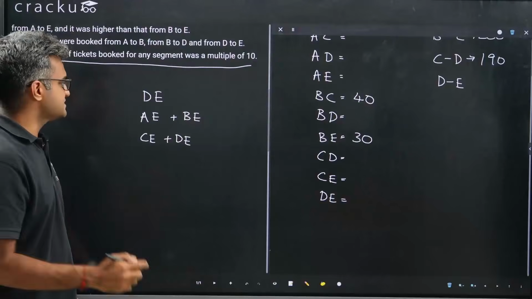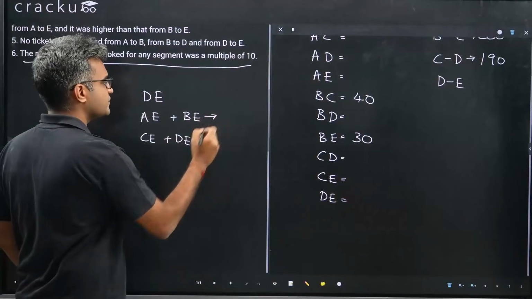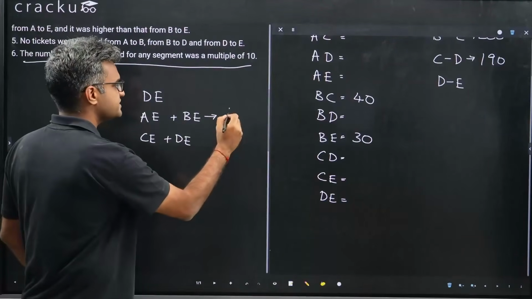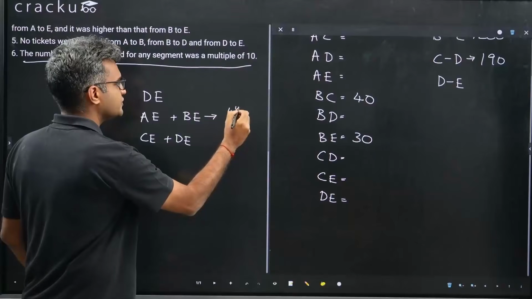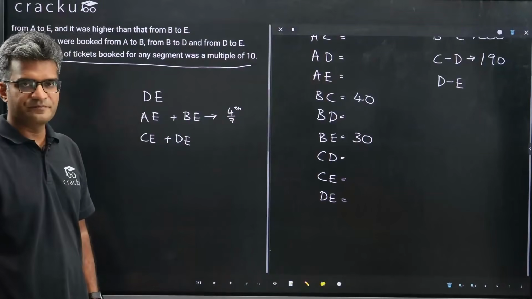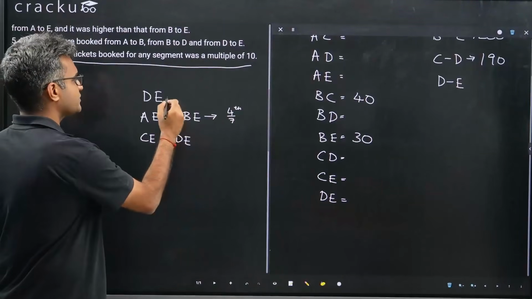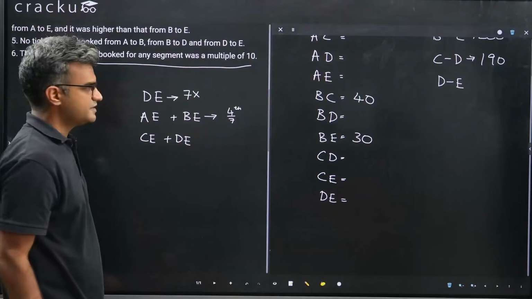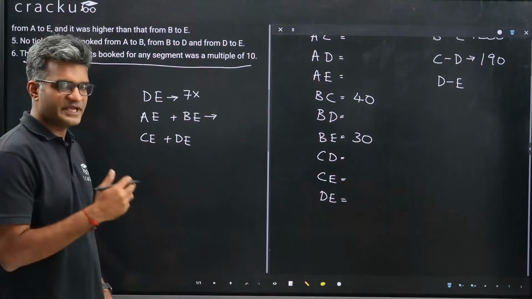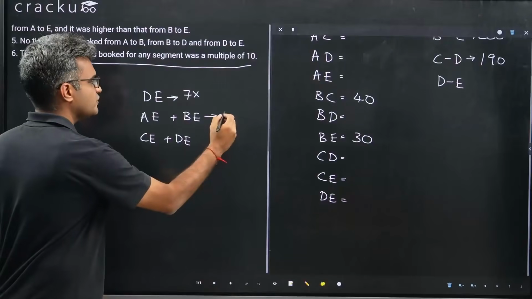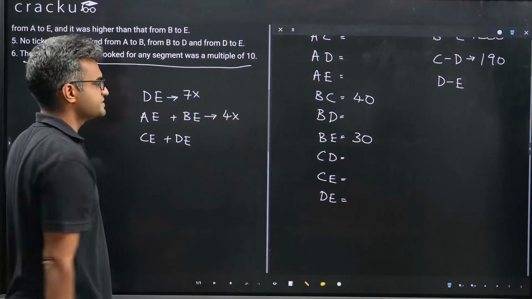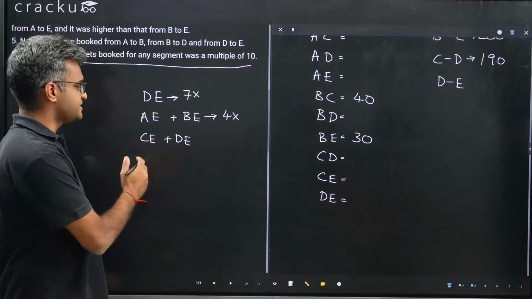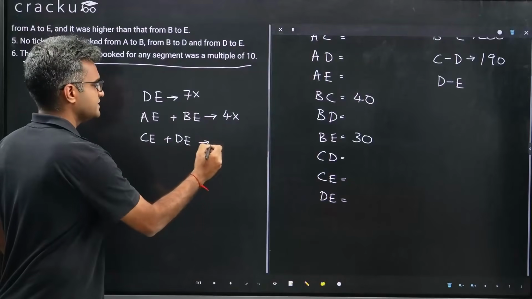What we are told is, people who book their tickets before station C, this is 4 sevenths of the total people who are traveling from D to E. So let us assume that the number of people who are traveling from D to E is 7x. Therefore, the number of people who book their tickets from A to E plus B to E will be 4 sevenths of it, which is 4x. And people who are traveling from CE plus DE, this will be equal to 3x.